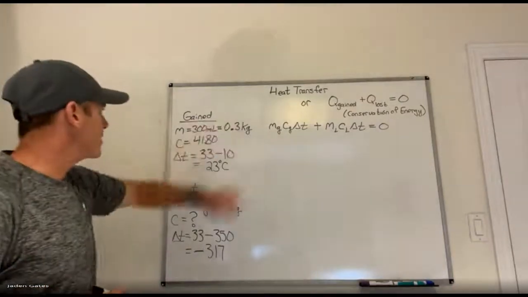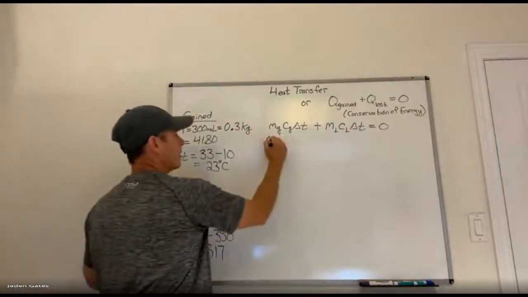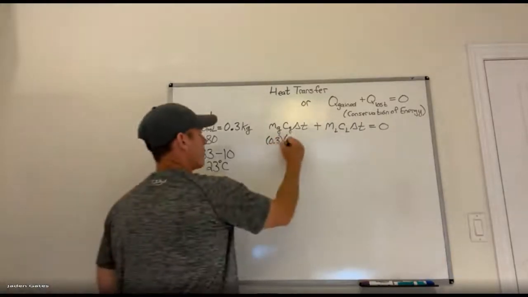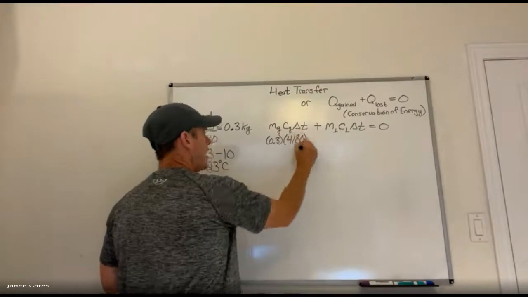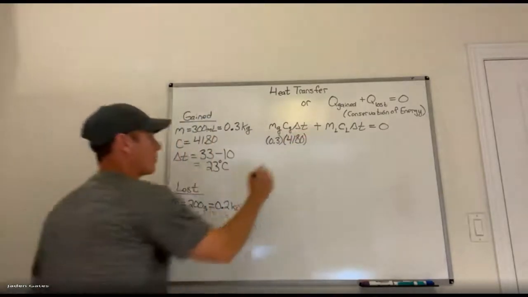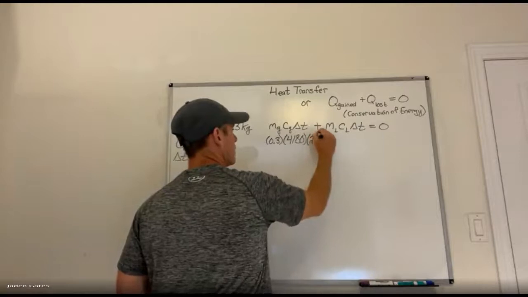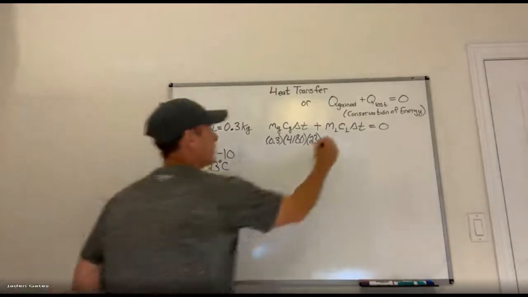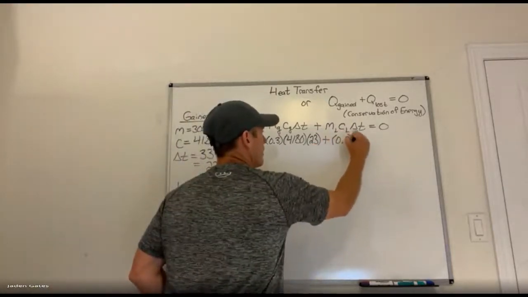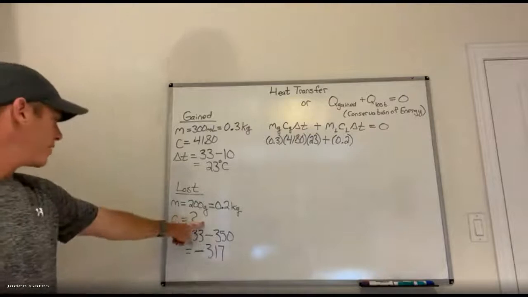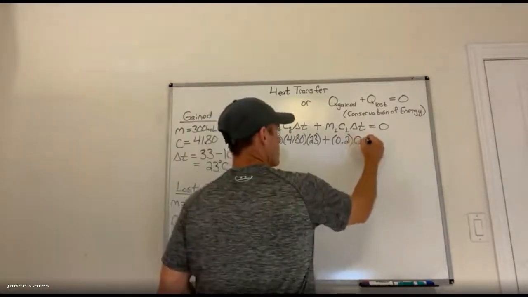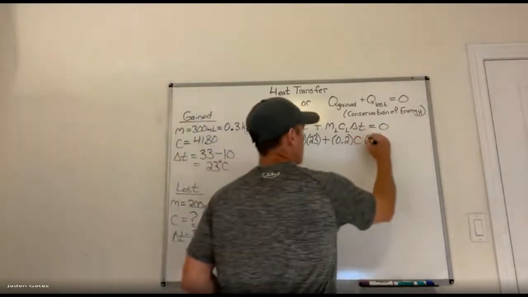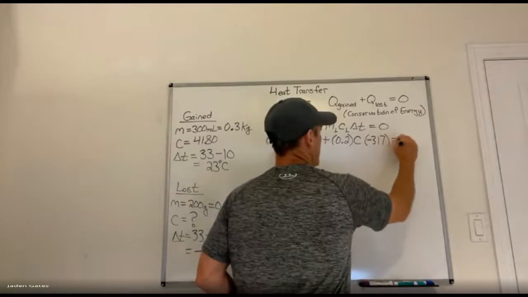All right, so our gains here. The mass, 0.3. Excuse me, the C value, 4,180. And our delta T, we do know it is 23. Plus the mass of the lost, 0.2. The C, well, that's what we're trying to find out here, so I'll just put a C here. Delta T minus 317. And that is equal to 0.